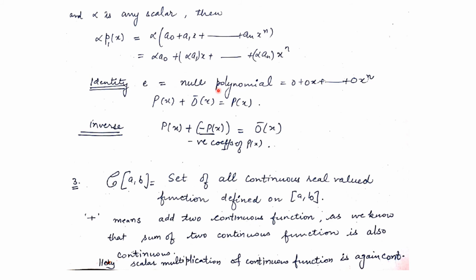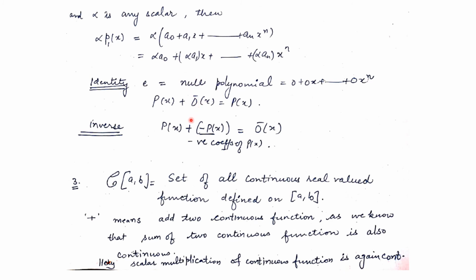Now what is identity? Identity is a null polynomial, meaning zero coefficients. If you add the null polynomial to any polynomial, you again get the same polynomial. So in the case of this set, identity exists. Now inverse: what do you add to any polynomial so that you get the null polynomial? That is the negative of the coefficients of p(x). p(x) is any polynomial, multiply its coefficients by minus, you will get minus p(x). So if you add minus p(x) to p(x), you will get 0, the null polynomial, which is the identity in the case of the set of polynomials of degree less than or equal to n.